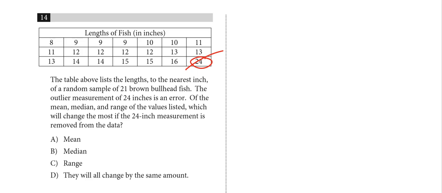Now, I know that all three of those are going to change. The median is going to change the least because it's going to move one spot. We know that the median is found by the middle value. So it's going to slide over one place. It may go down one spot. It may even stay the same number. I'm not going to try to figure it out. I could, but it's only going to go down one place.